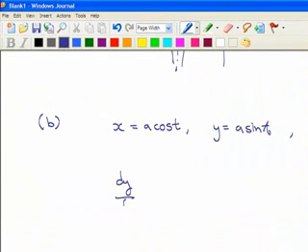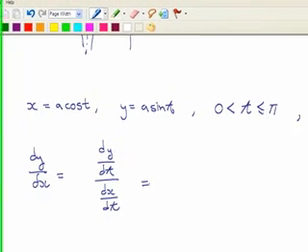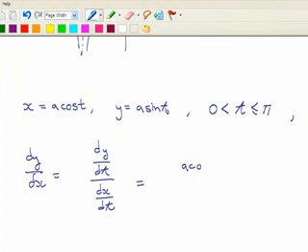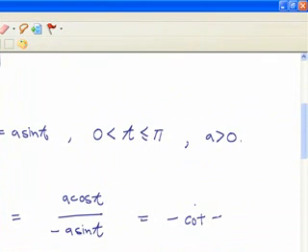To start it off, we need to get dy/dx, and since the equation of the curve is given to us in parametric form, we will use dy/dt over dx/dt to find out what dy/dx is. With a simple differentiation, we will have minus cotangent t as the expression of dy/dx.